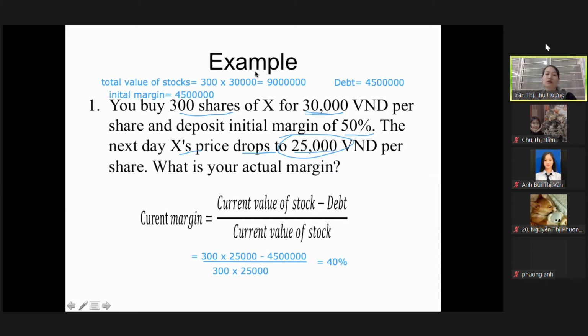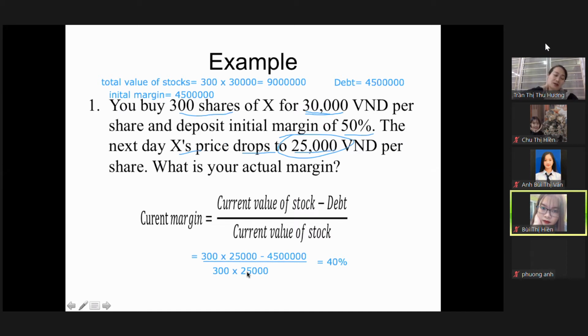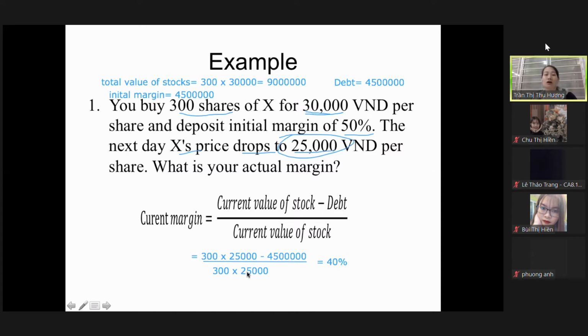Okay, so you got it? We have the current margin is 40%. Any question here? It's easy, right? Any question here? No question. Okay, you should take note. If you couldn't do the exercise, take note, and you will redo it at home.